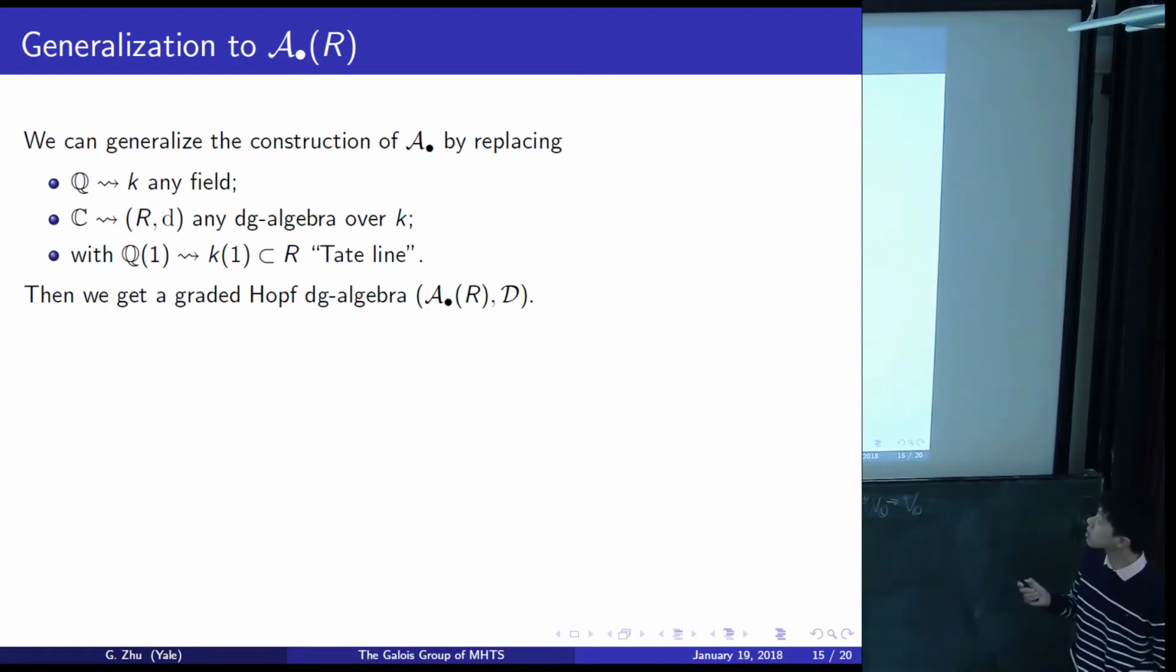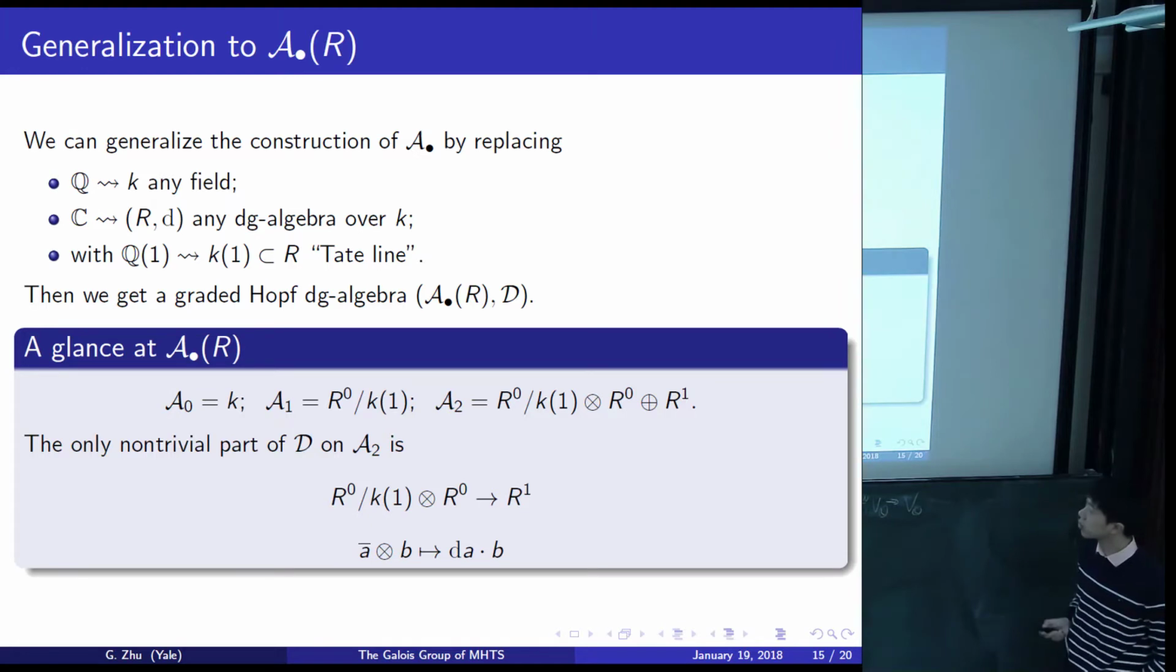Okay, then following the same construction, although we didn't really introduce it, we will get a Hopf dg-algebra, and it's graded with an extra grading, so A, R, D. Still, we only give a glance at it. The 0 part is K, the A1 part is R0 over K1, the A2 part is R0 over K1 times R0, and with a single R1. Note that there's no R1 tensor. So the only non-trivial part of D is on A2. The Hopf algebra structure is basically the same as A, but the differential is given by this.